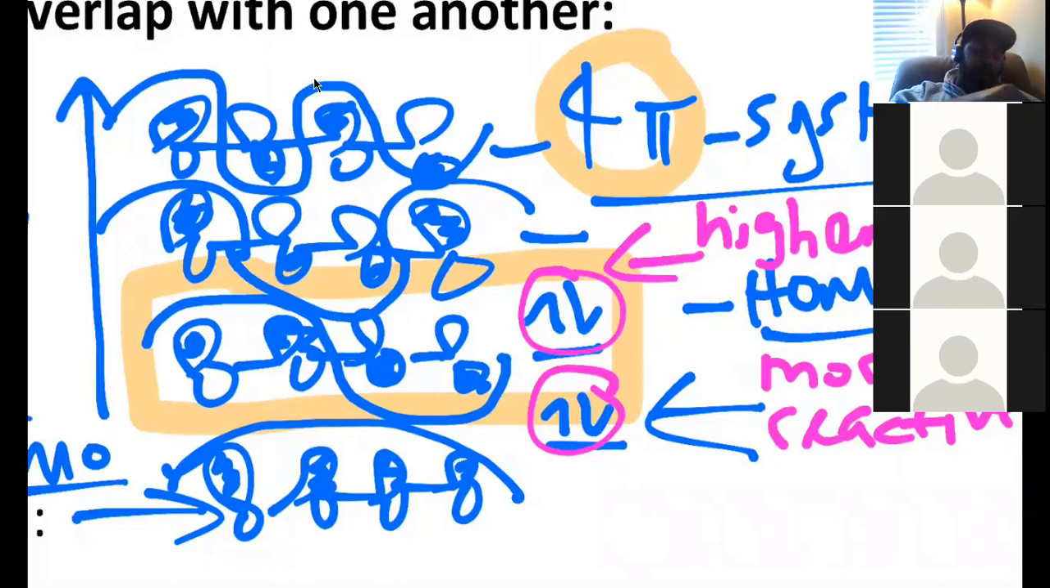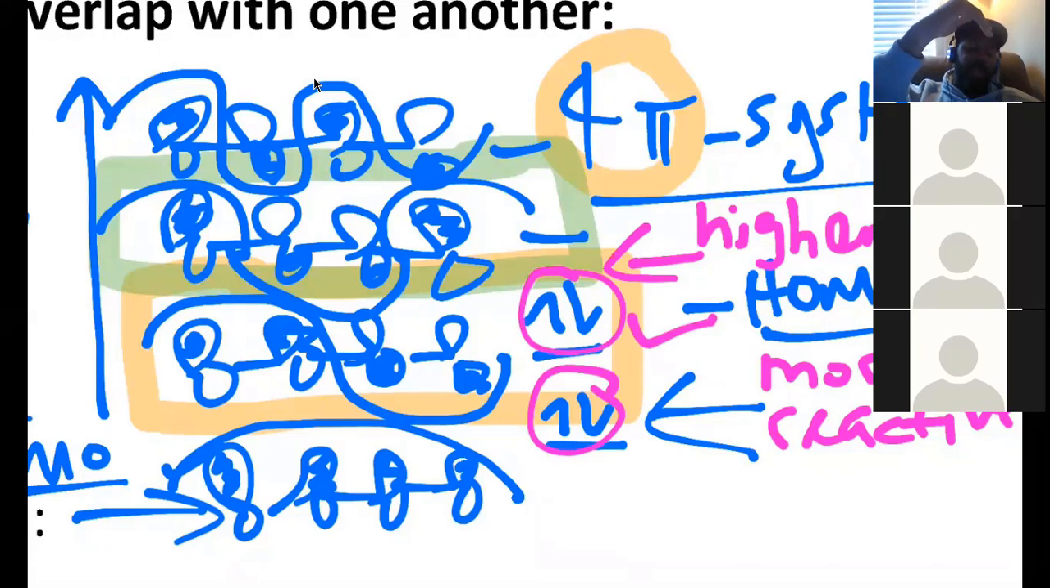And then the one above it, the one right here, is it filled or empty? Empty. So that's unoccupied. If we call this one down here occupied, the one above it is empty, so we'll call it unoccupied. So that orbital is what we call the LUMO. Let me erase this.